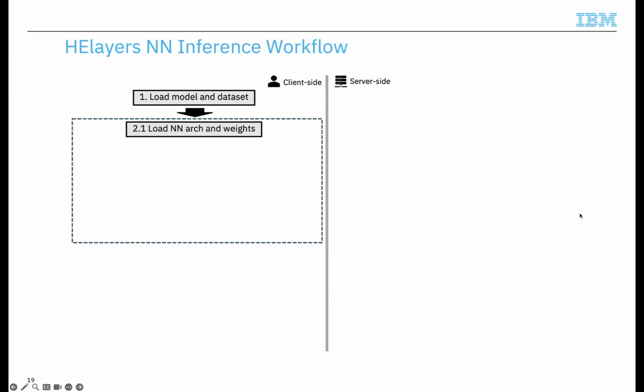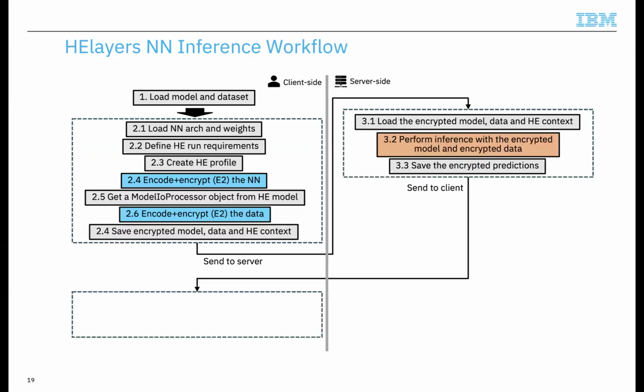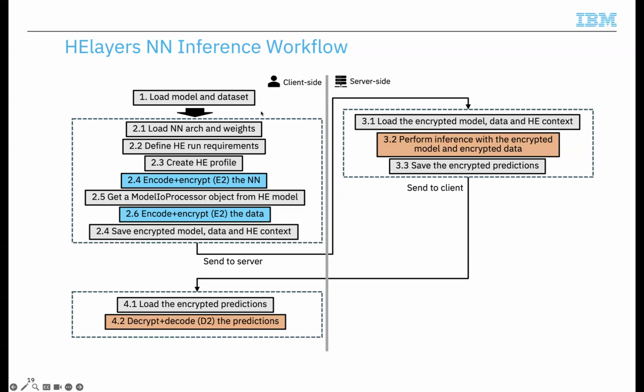And this is the workflow, but I will just explain the high level of it. You're loading the model and the data set on the client side, doing some setup, encoding and encrypting the model itself, and then encoding and encrypting the data, sending it to the server. The server performs the encrypted inference and then sends it back to the client, and then the client decrypts and decodes the predictions. One thing to note is the model only needs to be encrypted and encoded just once. You can keep reusing the same weights for multiple inference runs, similar to traditional machine learning.